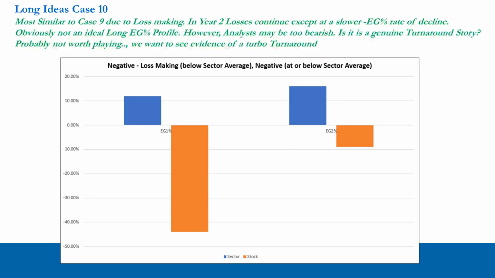Then we have our case number 10. This is most similar in terms of earnings growth profile to case 9 because we're dealing here with a loss-making operation, negative EPS. In year 2, in this earnings growth profile, the losses continue, but they are declining at a slower rate. So when we look at this earnings growth profile, it's obviously not an ideal long classic setup earnings growth profile.